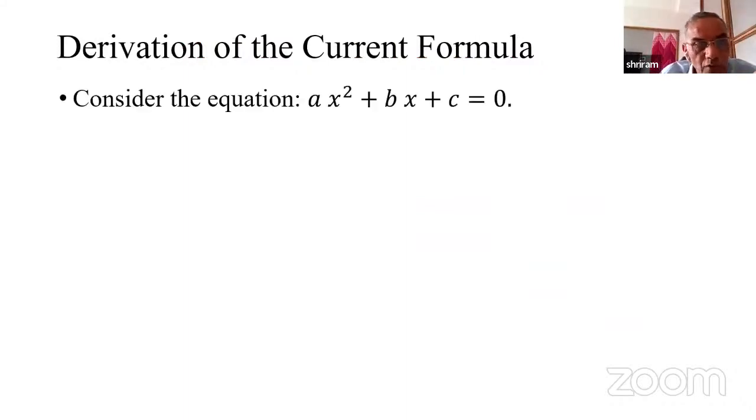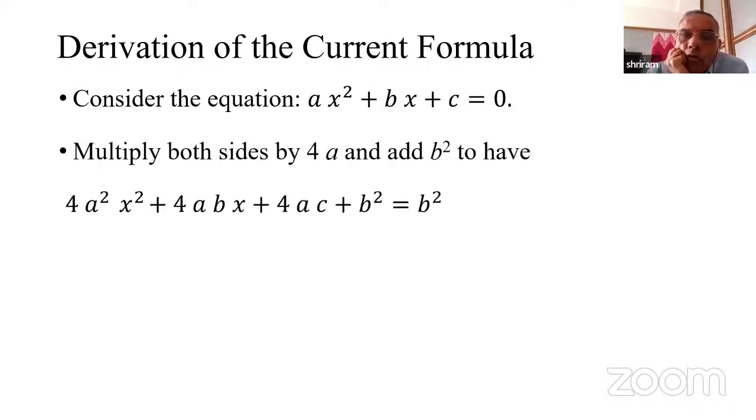See, I will do that for you. Derivation of the current formula. We apply a slightly complicated method to derive it, but see by Sridhara's rule how it can be derived. Assume the equation ax square plus bx plus c equal to 0. We always do that. Multiply by 4a and add b square. That is what Sridhara is concisely saying.